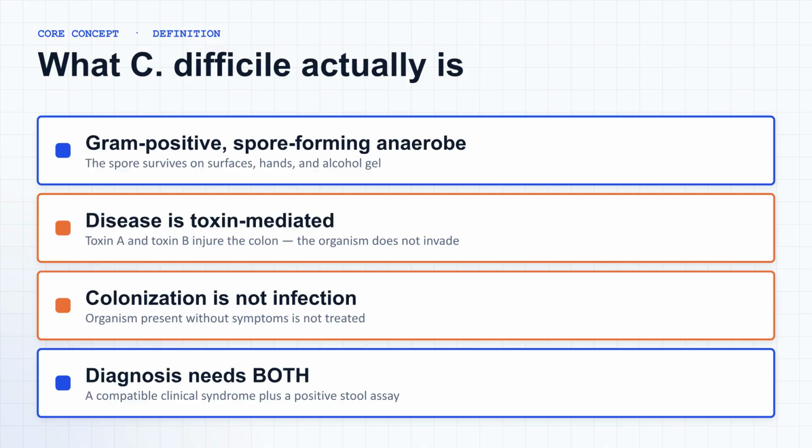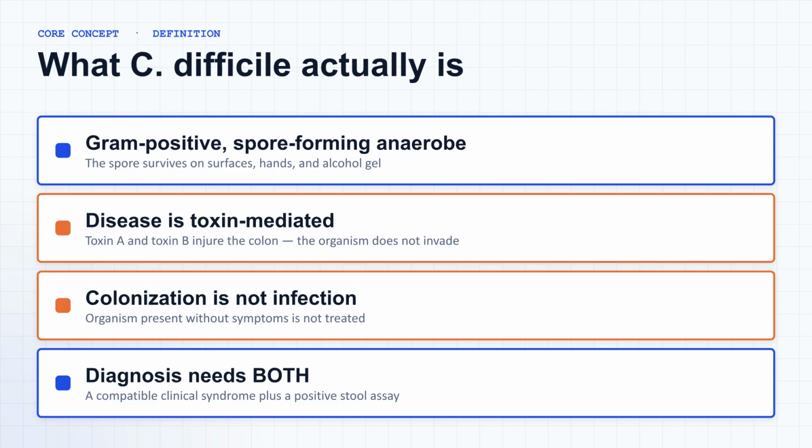Here is the key concept. C. difficile does not invade tissue. It causes disease entirely through the toxins it secretes. That is why the presence of the organism is not the same as disease. Infection requires two things together, a compatible clinical syndrome and a positive stool assay. Miss that distinction and you will overtreat.